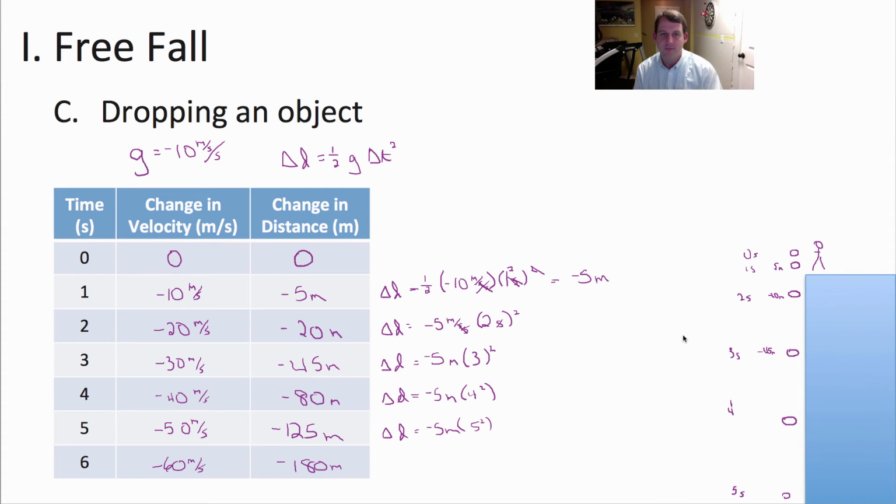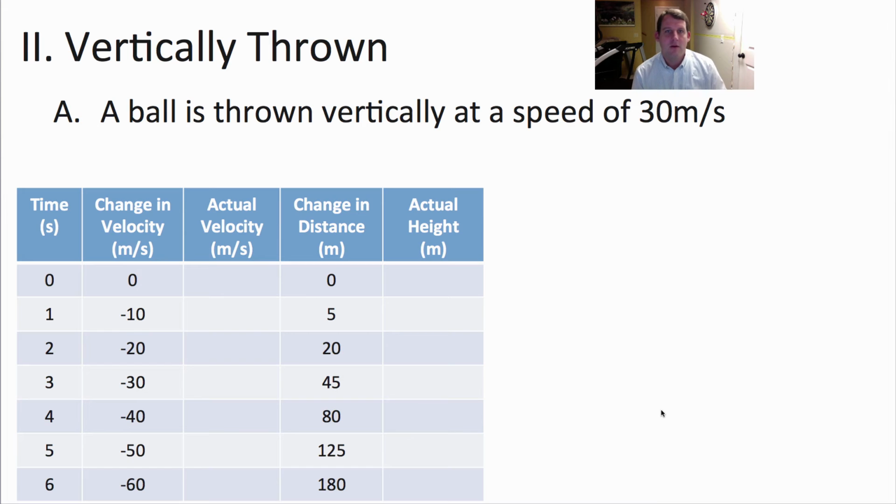Okay. So that's free fall of a dropped object. And any object does this as long as there's no wind resistance or air resistance. It's free falling. Just gravity causes this to happen. So now we're going to take a look at what happens when we throw an object vertically. This object's been thrown at 30 meters per second upwards. And we're going to look at how its velocity and distance change. To start with, we've got to establish where it goes without any change.